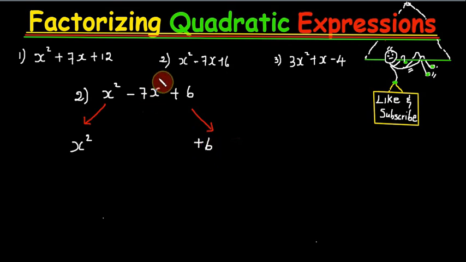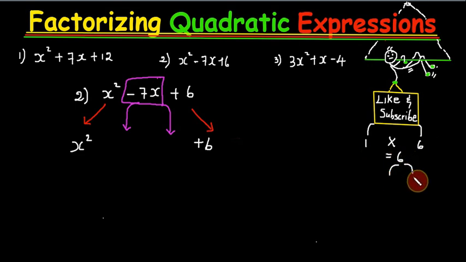What else do we do? We look at the belly. The belly here is negative 7x. So our aim here, like I said before, is to expand negative 7x. How do we do that? The face here is 1. Coefficient of x squared is what I call the face. So the face here is 1, and the tail is a positive 6. So 1 multiplied by 6 will give us 6.